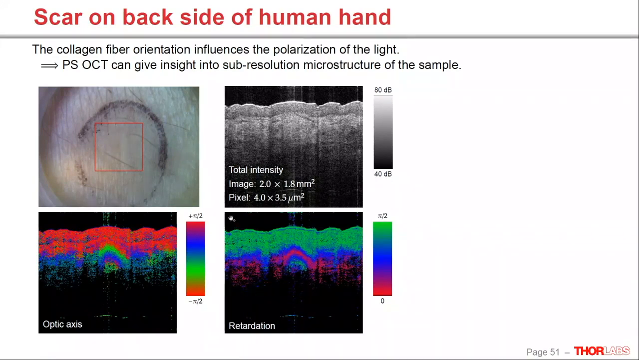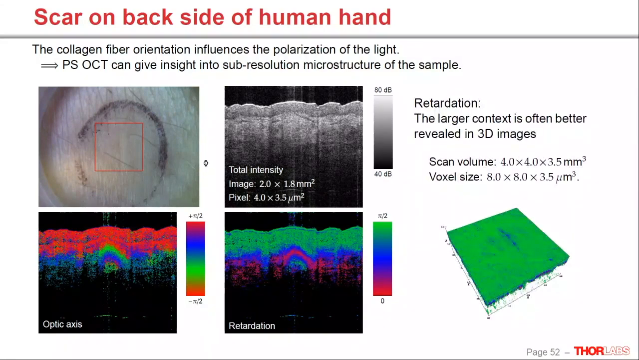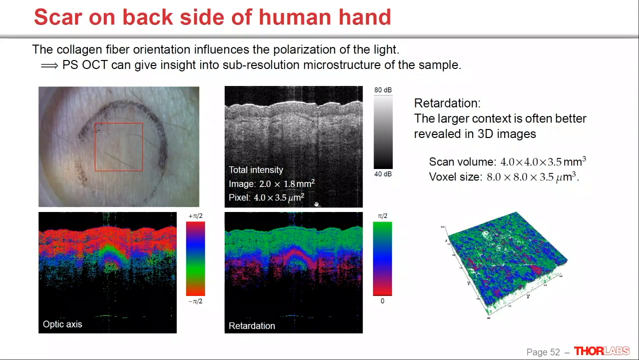Just by looking at this two-dimensional cross-section, we're not getting a full picture of what's going on here, so it's always good for these three-dimensional images to actually take a whole volume of OCT data, and that's what's indicated here in the red square here. And if we zoom through this volume stack of the retardation image, we also see the scar here quite clearly in the picture.